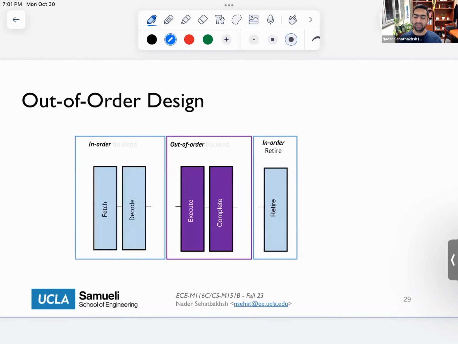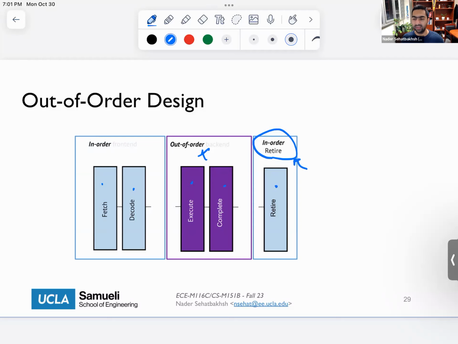So this is basically the idea of out of order execution. We're still going to have our different stages. We call them fetch, decode, execute, complete, and retire. I'm going to talk about why we named them this way, but the key idea here is that we're not going to have everything out of order, okay? We're just going to do the execution out of order, but then we're going to have what we call the retire stage that I'm going to explain, and we're going to make that retire in order.